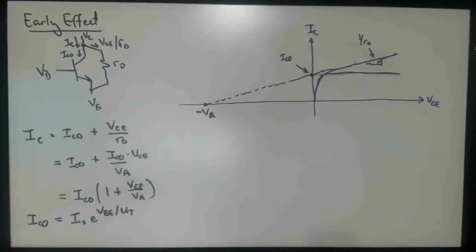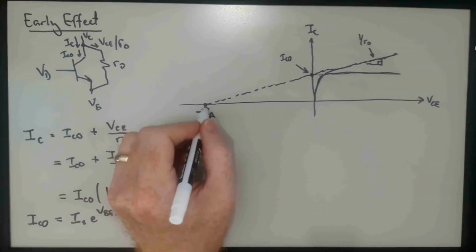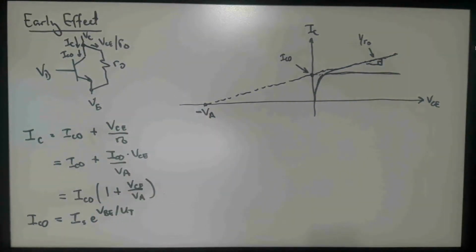So the early voltage is a positive number, okay? It's a number like 25 volts or something like that, or 50 volts. But where it lives on this collector characteristic graph is the negative of the x-axis intercept. Okay, so the x-axis intercept is minus VA. So this is the negative of the early voltage.